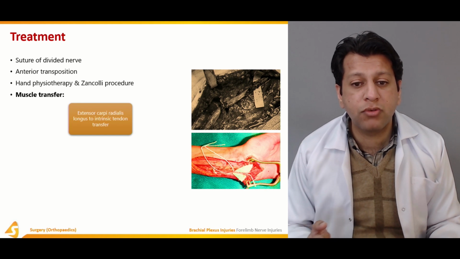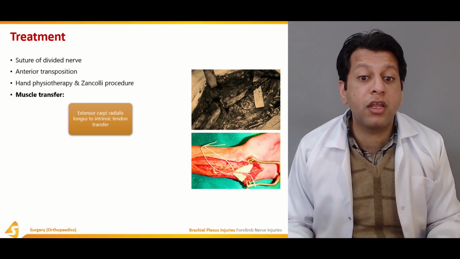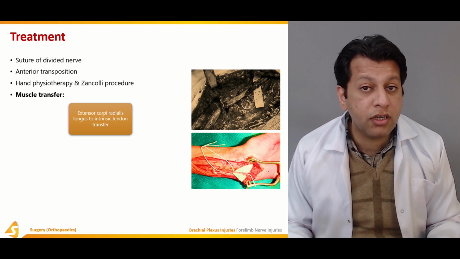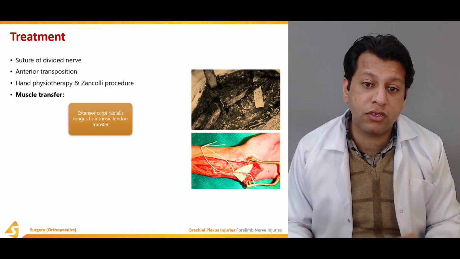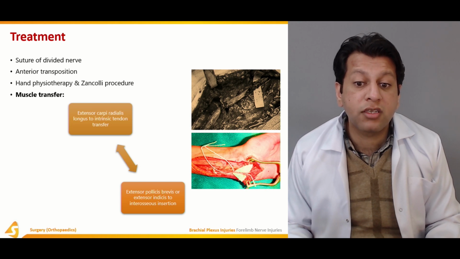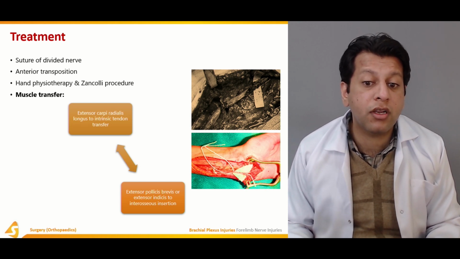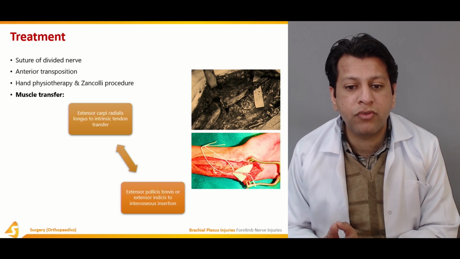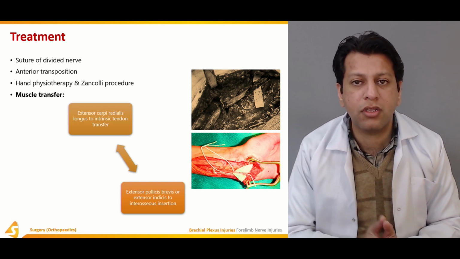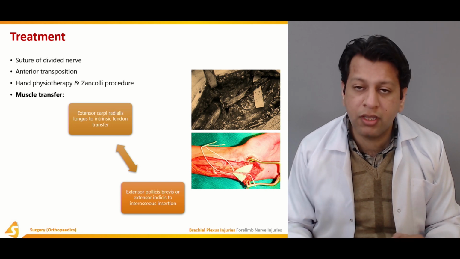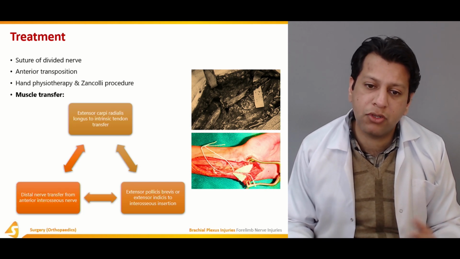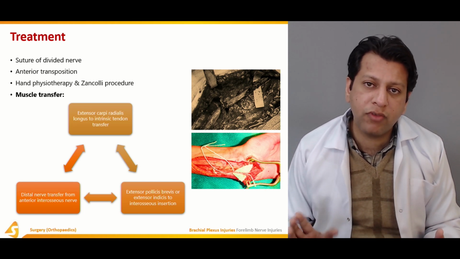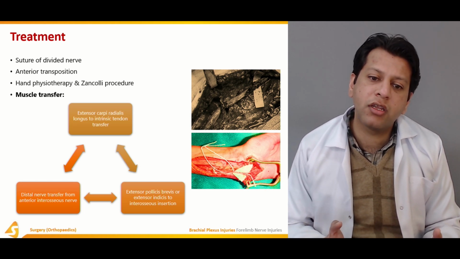Now, muscle transfers include extensor carpi radialis longus, which is supplied by the radial nerve, to intrinsic tendon transfers so that the intrinsics can function normally. Other options are extensor pollicis brevis or extensor indicis, which are also supplied by the radial nerve, to the interossei insertion so that the interossei can contract normally, some function of the hand can be restored, and claw hand can be prevented.